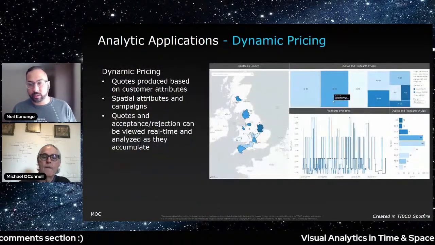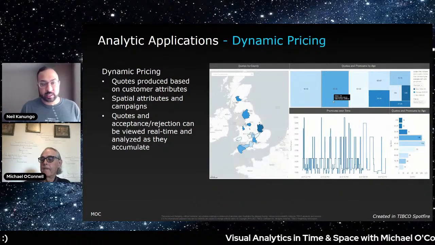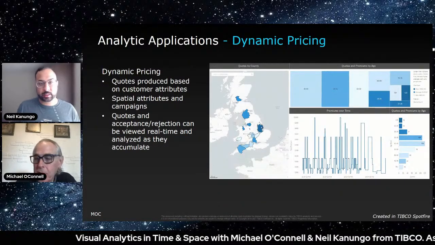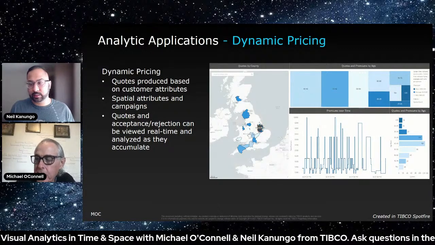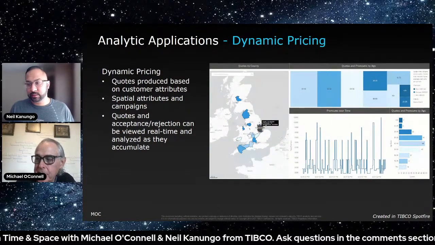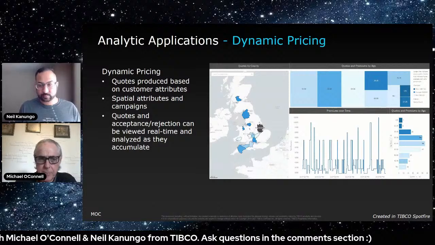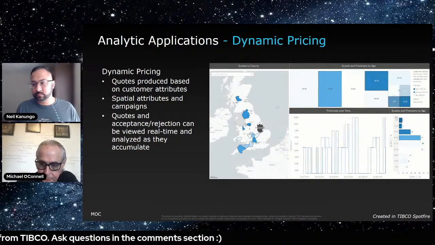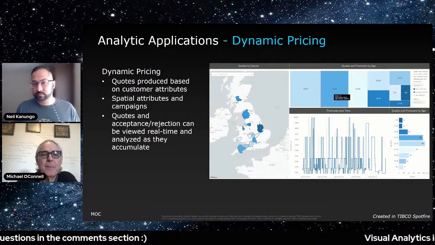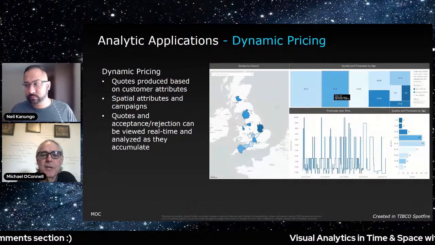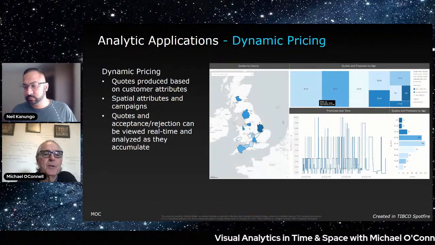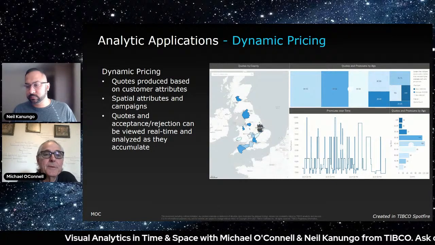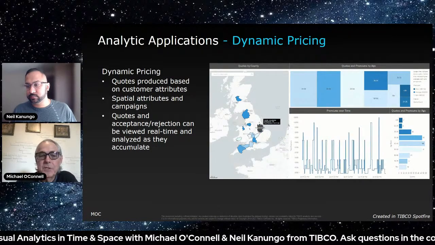And then Michael, if you want to talk about our dynamic pricing app. Oh yeah, for sure. In this case, we actually fit a model for estimating the probability that a quote is going to get accepted by a certain customer, depending on their attributes. And we produce those quotes. This is like self-service insurance type applications where you fill in some details and you get a quote for a certain insurance policy. And then you can look at the uptake of those quotes spatially.